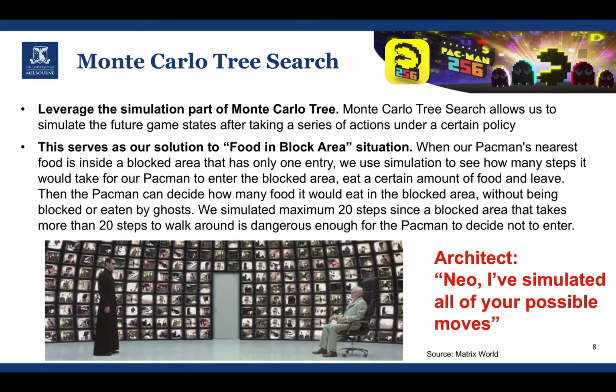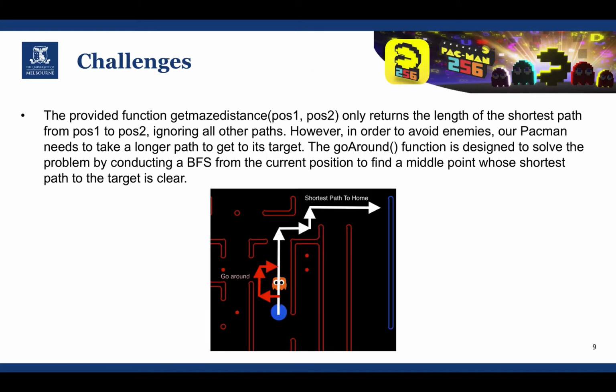When our Pac-Man's nearest food is inside a block area that has only one entry, we use simulation to see how many steps it would take for our Pac-Man to enter the block area, eat a certain amount of food, and leave. Then the Pac-Man can decide how much food it can eat in the block area without being blocked or eaten by ghosts. We simulated a maximum of 20 steps, since a block area that takes more than 20 steps to work around is dangerous enough for the Pac-Man to decide not to enter.